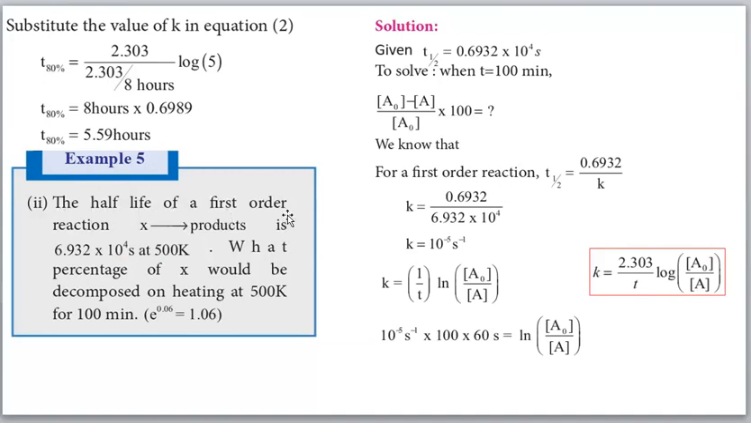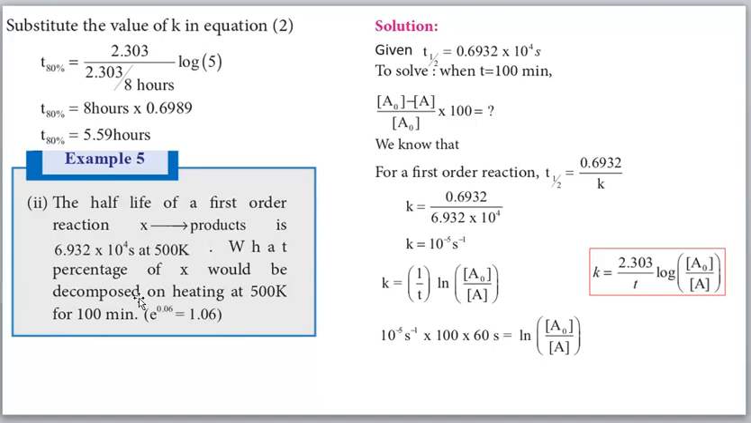The half-life period of a first order reaction X gives products is 6.932 into 10 to the power 4 seconds at 500 Kelvin. What percentage of X would be decomposed on heating at 500 Kelvin for 100 minutes? Given e to the power 0.06 equal to 1.06. Here you see, what percentage of X would be decomposed.